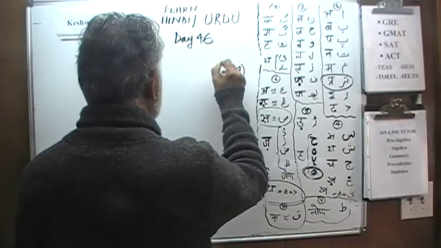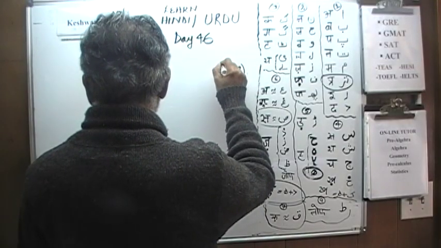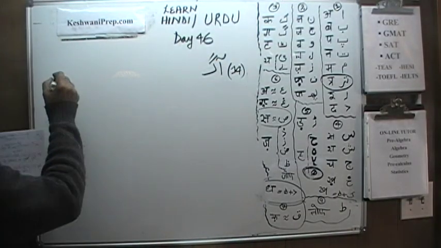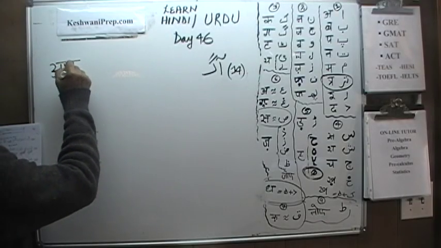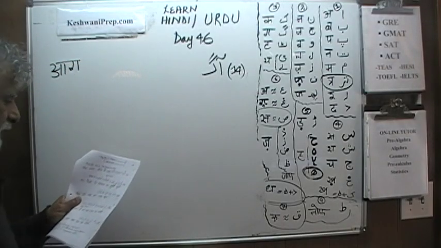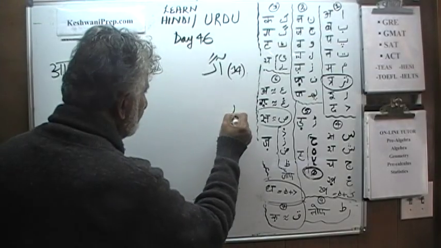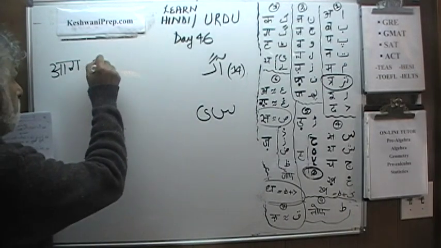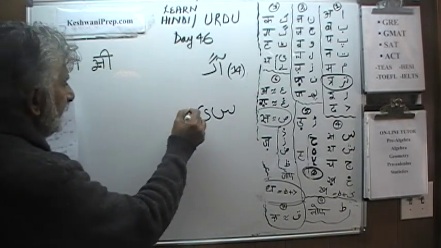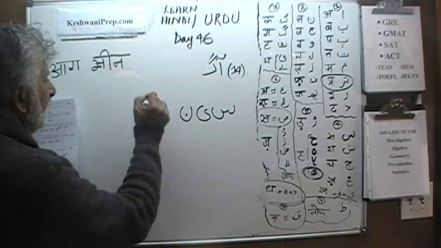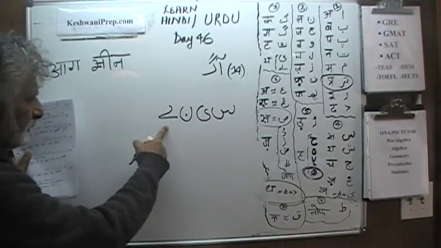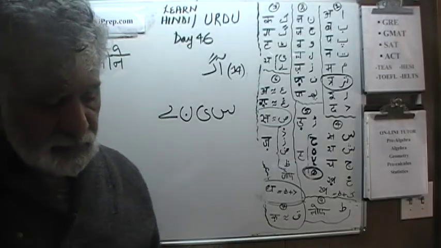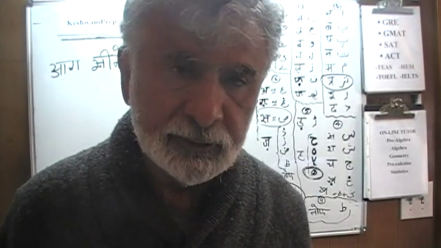The first word is Aag. Aag means fire. Aag: A and then ga. Very simple. The next word is Sine. We need a badi ee ki matra, that makes a see. Then we need a noon, and a badi ee ki matra. Now we read Sine. Sine is chest.